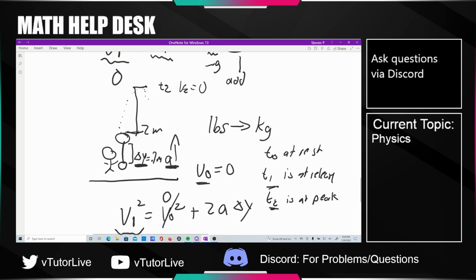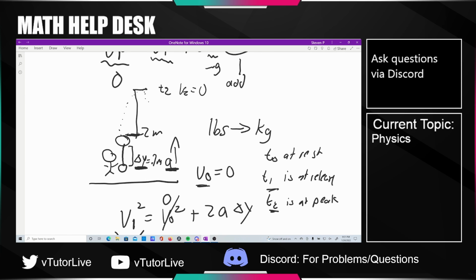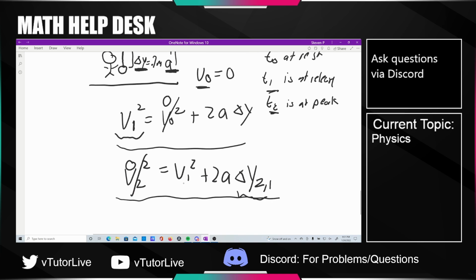So from the interval where it gets released to the point where it reaches its very peak, the initial is going to be v1, which is at the point of release, and the final is going to be v2, the point of peak. Oh, okay. So it's sort of describing a different interval. It's not so much being swapped. Does that make sense? Yeah.